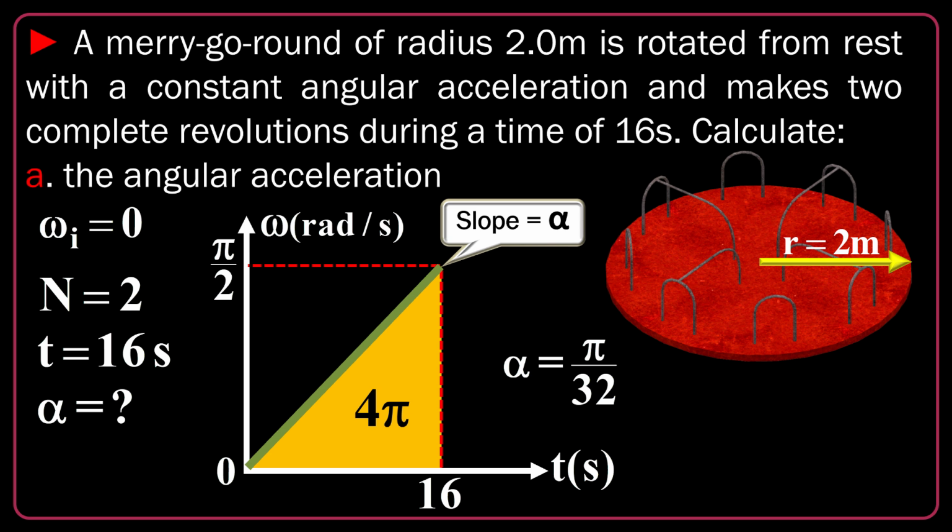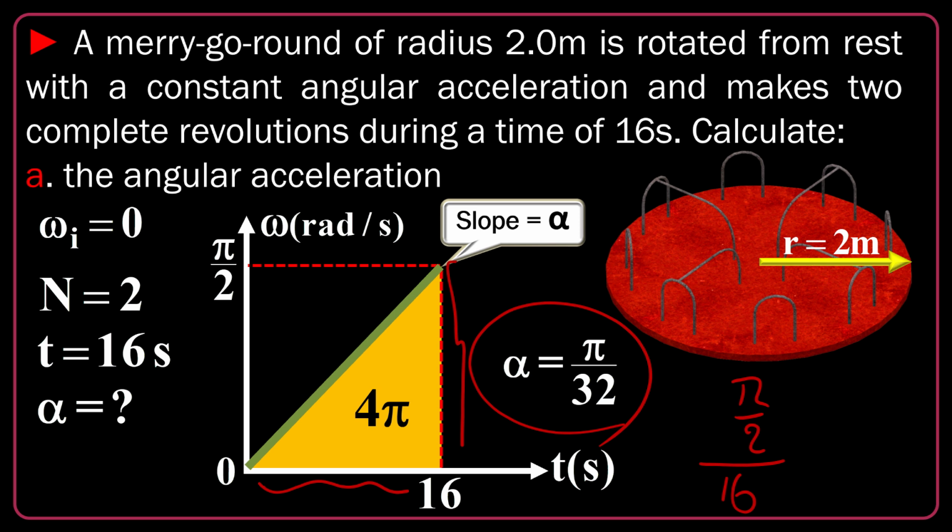Okay. Then a slope is vertical divided by horizontal. Very easy. Pi over 2 divided by 16. So it's pi over 32. The first part is done, alpha.